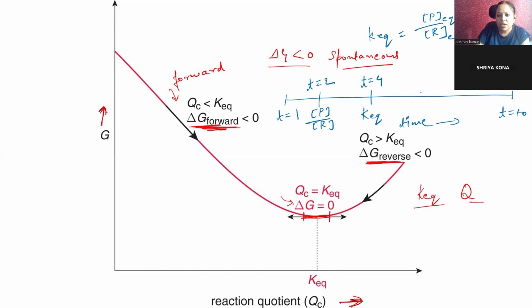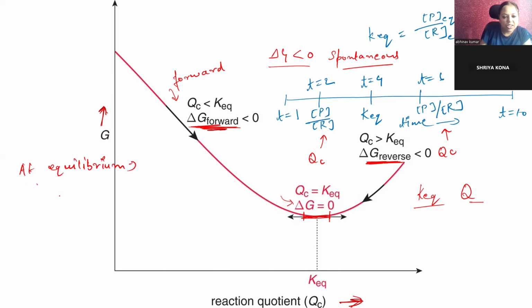Like at time t equal to 6, here also you can find the ratio of P and R. So these ratios, which are beyond the equilibrium position, are known as QC. This ratio is known as QC, and this ratio is also known as QC. So we can write that at equilibrium condition, your QC will be equal to K equilibrium.